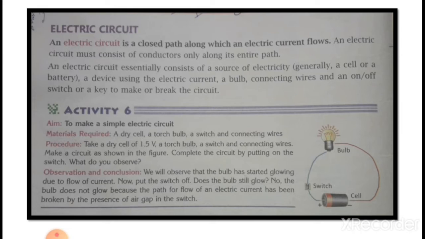Now put the switch off. Does the bulb still glow? No, the bulb does not glow because the path for flow of electric current has been broken by the presence of air gap in the switch. So this is how we can make a simple electric circuit.